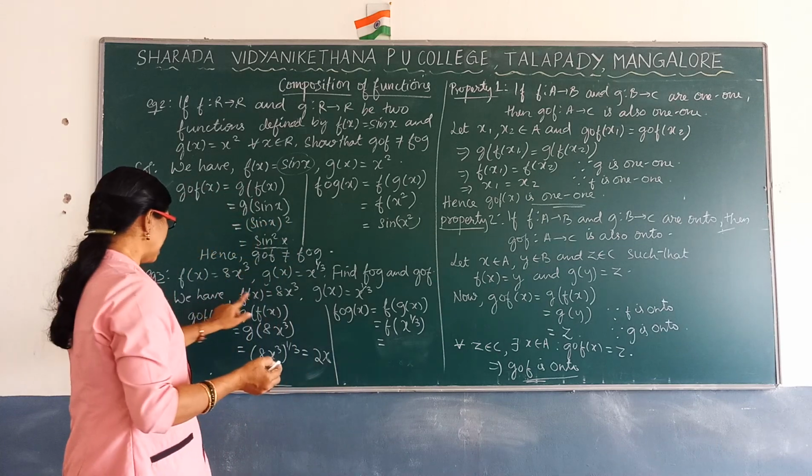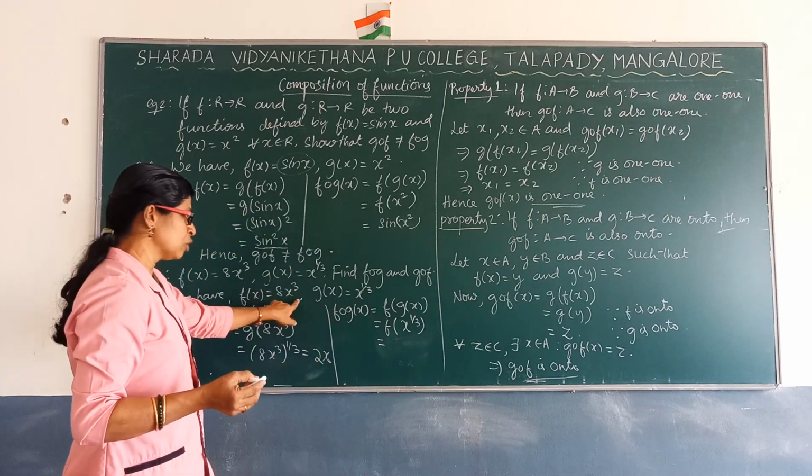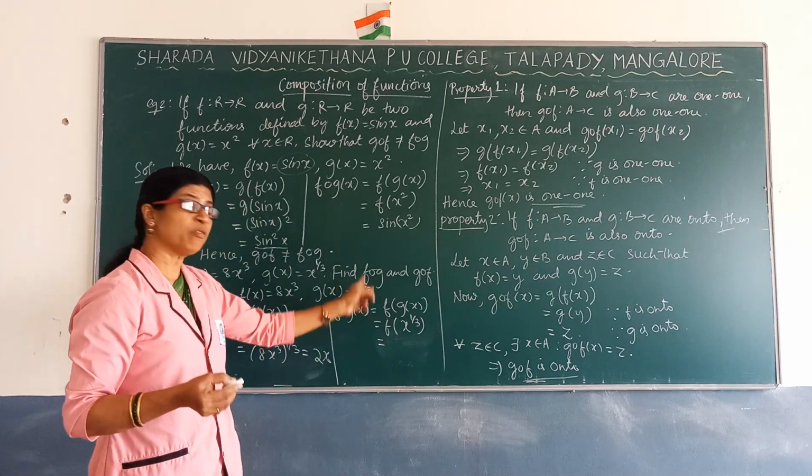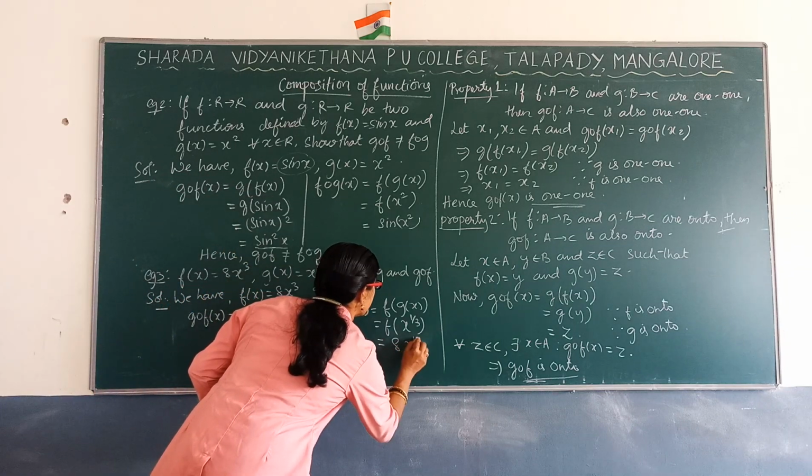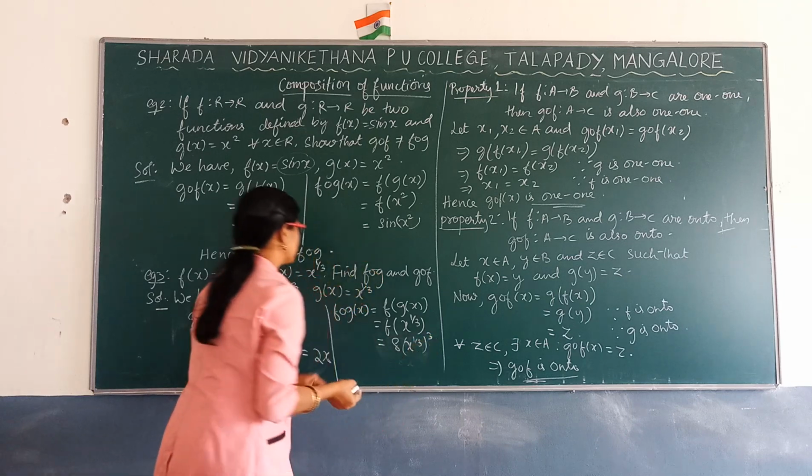Now f of x is 8x cubed. Then what is f of g of x, that is f of x to the power 1 by 3? It is 8 times x to the power 1 by 3, whole cubed. It has to be cubed here.